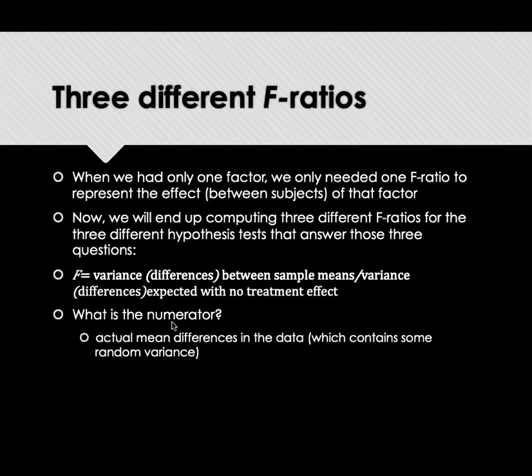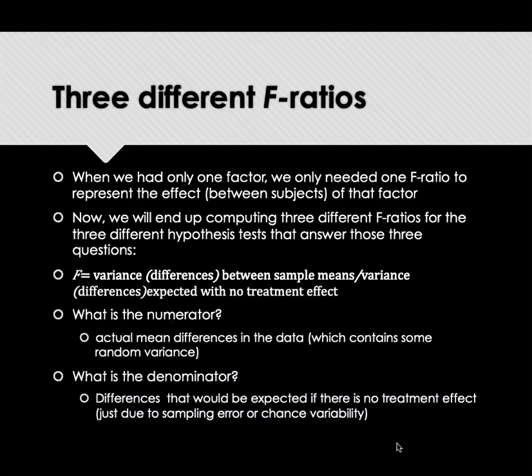And remember, that will include any treatment effect if there is one, and it will also contain some random variance. And the denominator is going to be differences that would be expected if there is no treatment effect, right? If the null hypothesis is true. And so it's the differences that we would expect just due to sampling error or chance variability alone. No actual treatment effect difference.